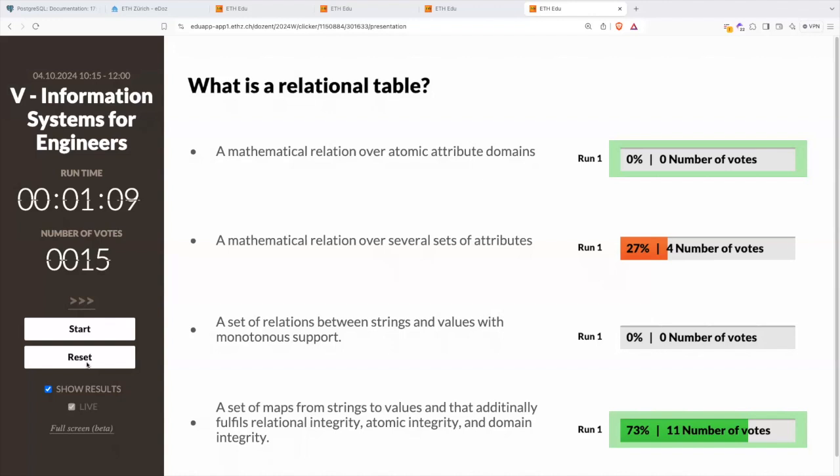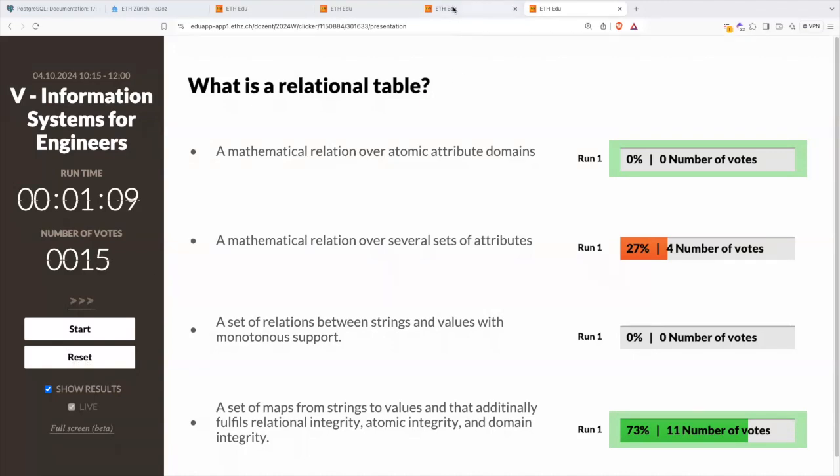is incorrect. And then the other one is also totally made up, relations between strings and values with monotonous support. It's not just relations, it's maps. It's a special kind of relation between strings and values. All right, but just so that, again, two definitions: as a relation or as a set of maps. And we'll use a lot the set of maps in this lecture.